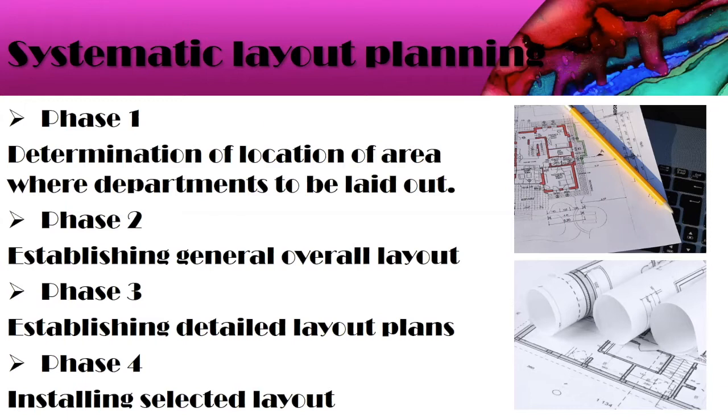The first phase is the determination of location of an area where departments are to be laid out. Generally, the back of the house areas like housekeeping, laundry, etc. are placed in the basement. The lobby has all the front office areas, and the back office of the front office, and then we have sometimes the restaurants and public area, banquet area in the lobby or at the lower level or one above the lobby. So all these things are to be considered while designing the hotel.